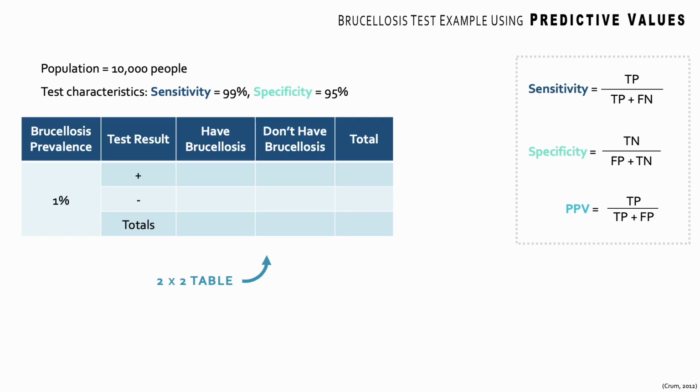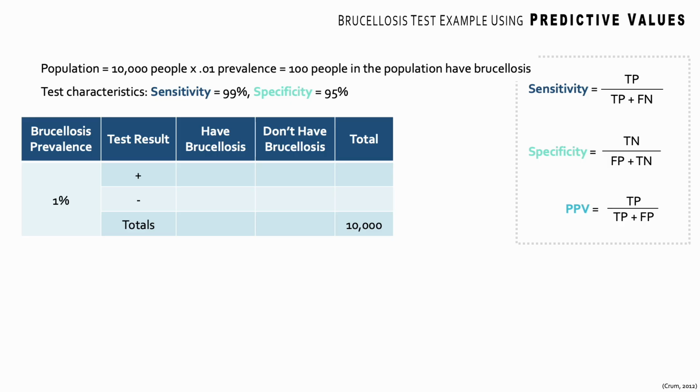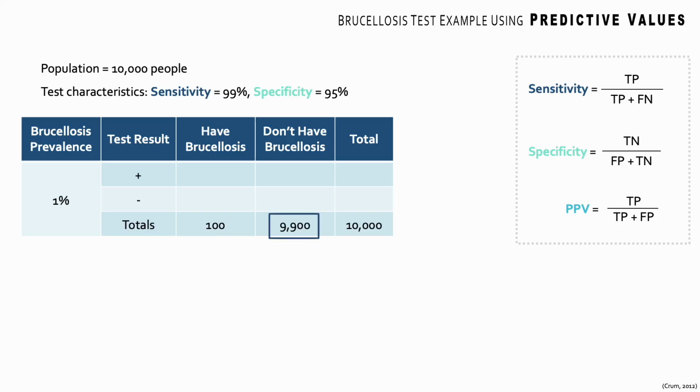For this example, the brucellosis test has a sensitivity of 99% and a specificity of 95%, and the population is 10,000 people. So we put the population total in the lower right-hand corner. Since we know the prevalence is 1%, we can multiply 10,000 by 0.01 to determine that 100 people in the population have brucellosis. We put this total below the column for those with the disease, then we subtract the 100 people with brucellosis from the total population to determine that 9,900 people do not have brucellosis.